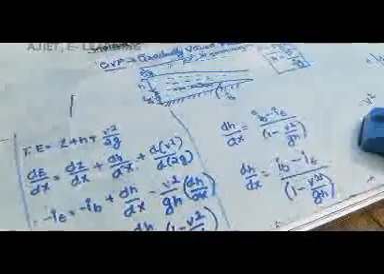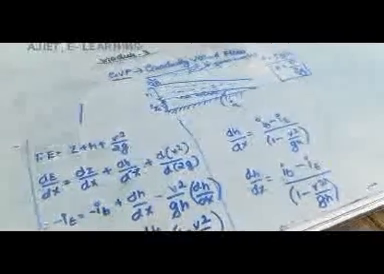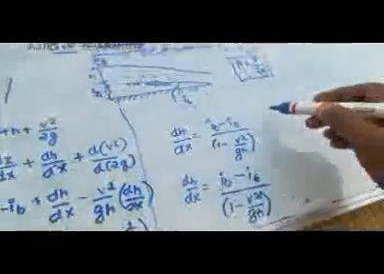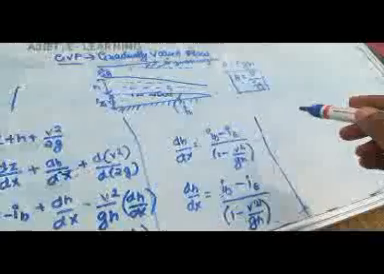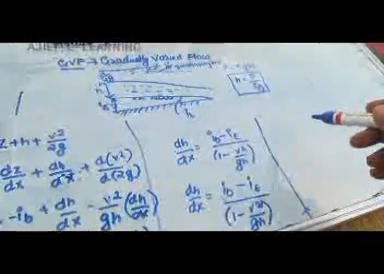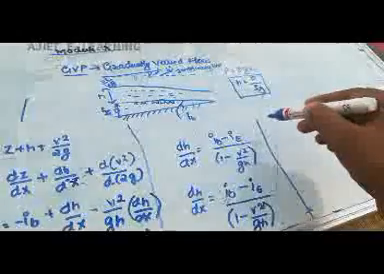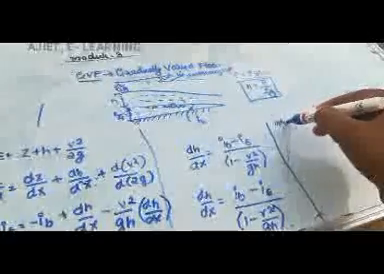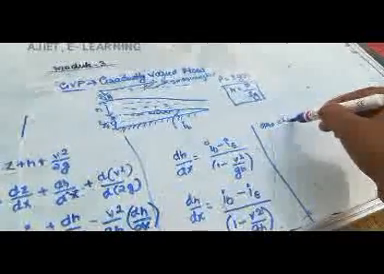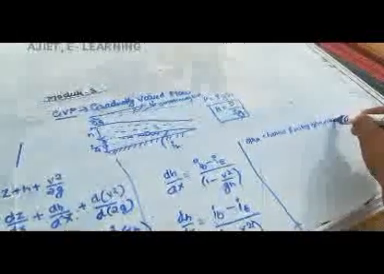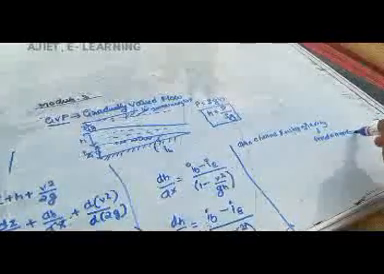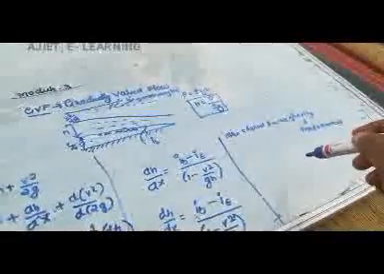So what can we write here? As we discussed, the open channel always flows by gravity. So gravity is connected to the Froude number, and the Froude number concept is very much useful in open channel flow.